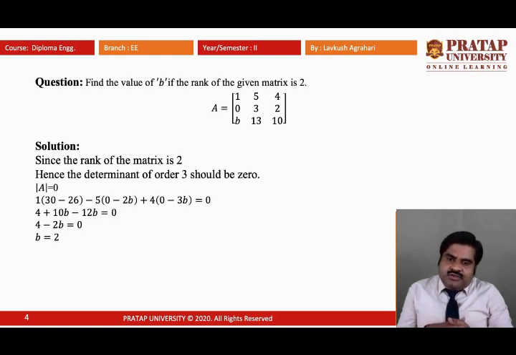This method can also be used to find the unknown values in any matrices if the rank is given. For example, in this question we have to find the value of B if the rank of the given matrix is 2. So we can check the order of the matrix is 3 cross 3 and it is said that the rank of the matrix is 2, which is less than 3. Hence, the determinant of order 3 should be 0. So if we calculate like this, we can get the value of B, which is 2.